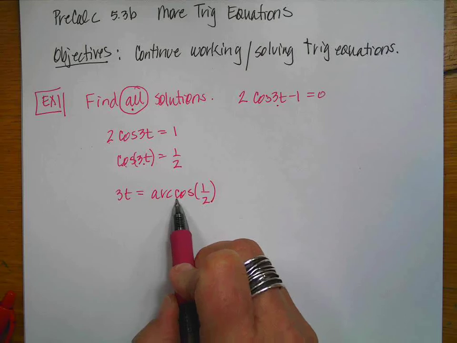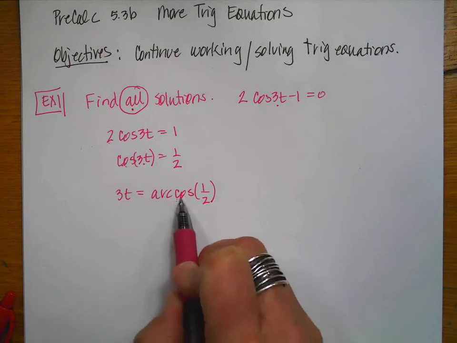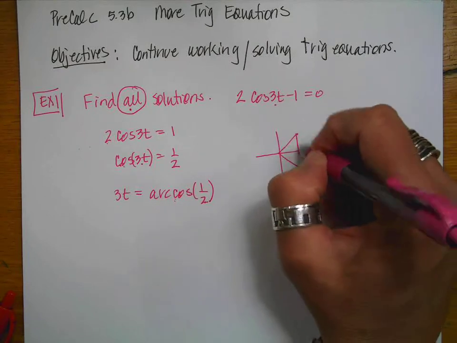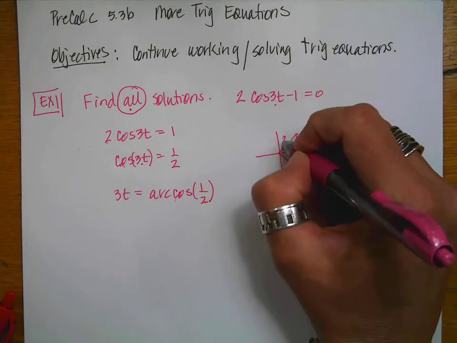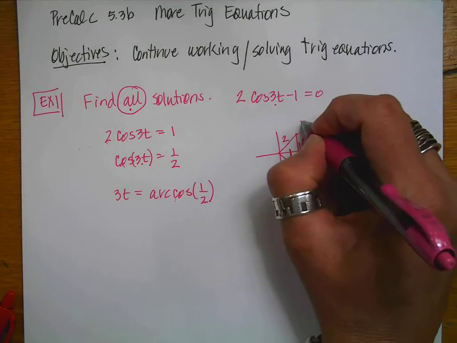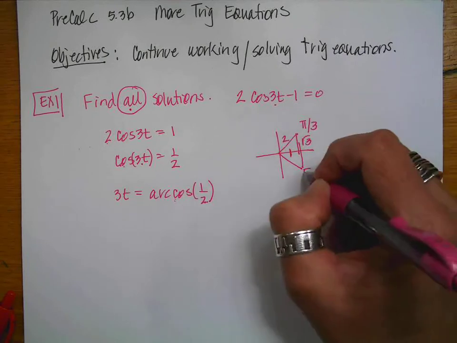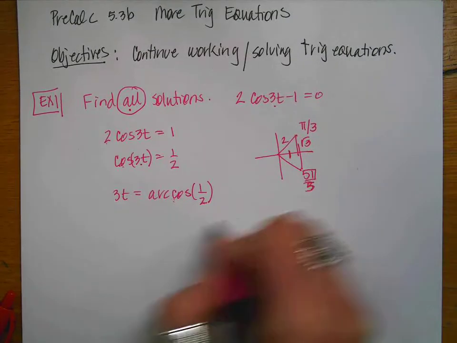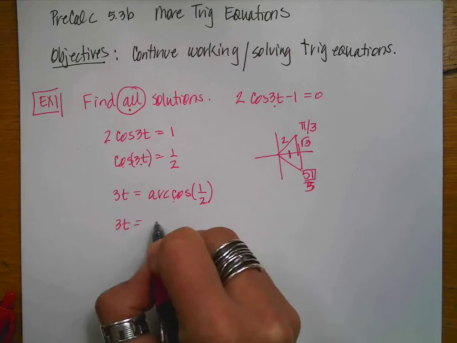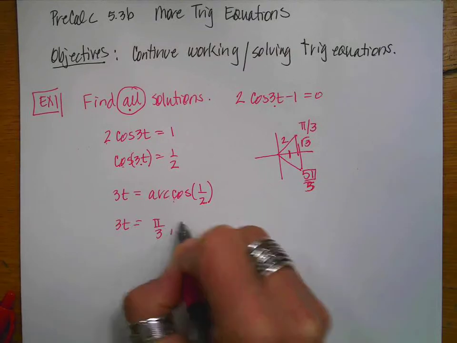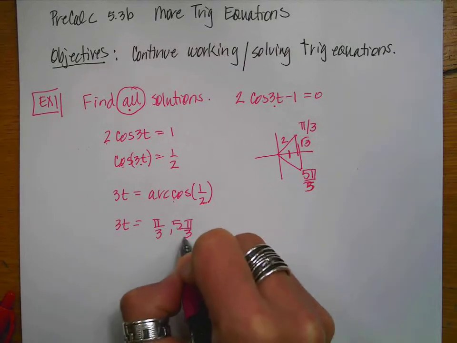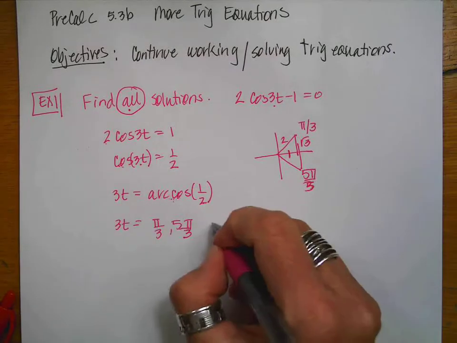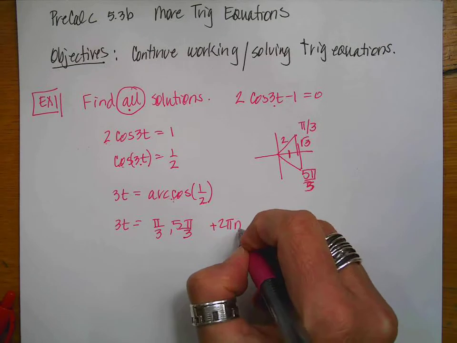And remember that this says what angle has a cosine ratio of 1/2. Well, cosine is positive in the first and the fourth quadrants. So here's the 1, this is 2, this is radical 3. So the angle is pi over 3, and then this one would be 5 pi over 3. So I'm going to write 3t is equal to pi over 3, comma, 5 pi over 3. And then because we're finding all solutions, remember that the period for cosine is plus 2 pi n.